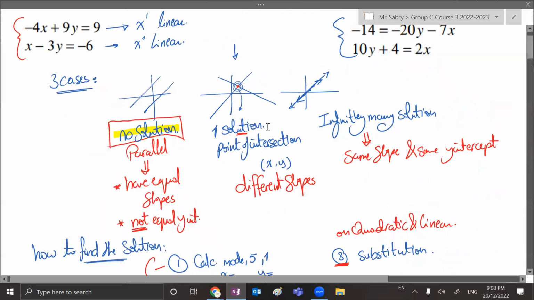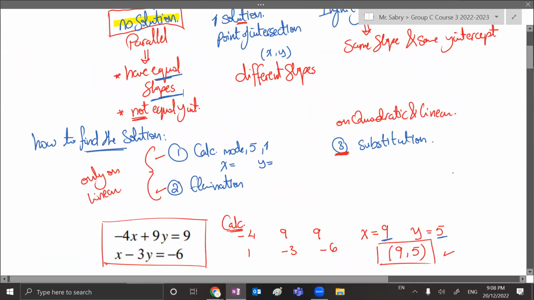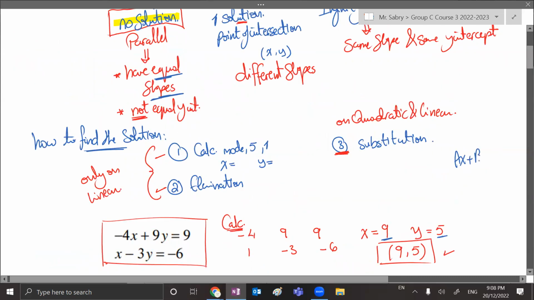خليني remind everyone when a system has no solutions what does that mean? It means they have equal slopes. أول ما يقول لي no solution it means they have equal slopes. For example if I said إن مثلا يعني ax plus by equals 8 and then dx plus cy equals 10.